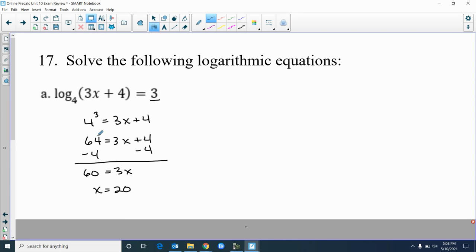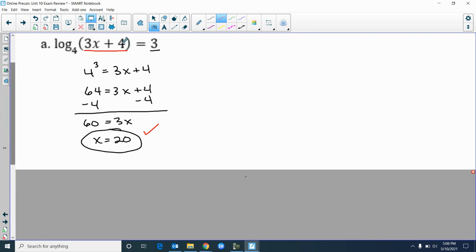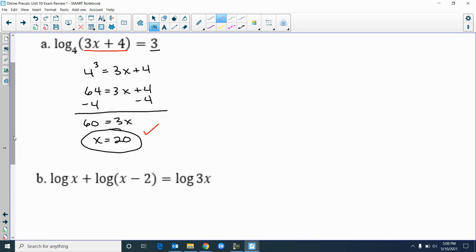All right, one thing about logs, you cannot take the log of a 0 or a negative number. So you always need to check your answer, to see whether, when we substitute it in, it will give us 0 or a negative number. Now, 3 times 20 is 60. 60 plus 4 is 64, so that one's okay. So we're good there. The second one.